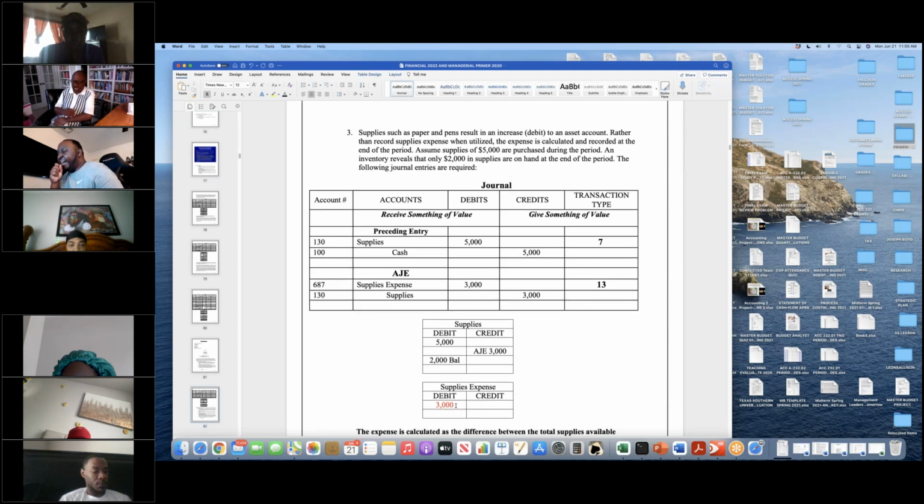Then we're going to debit supplies expense, and that's going to go at the bottom of the trial balance, and it's going to be on the income statement as an expense. So if we don't make that adjusting entry, we don't have all our expenses recorded, and therefore, with all our expenses not recorded, the income is going to be overstated.